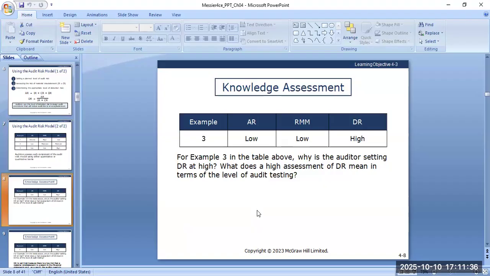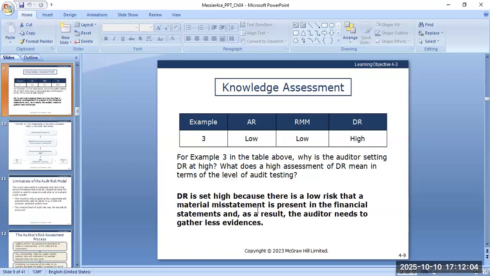So in this case, for example, 3 on the table above, why is the auditor setting the detection risk high? What does the high assessment of detection risk mean in terms of the level of audit testing? Well, in this case, what it means is that the detection risk is set high because the risk of material misstatement is low.